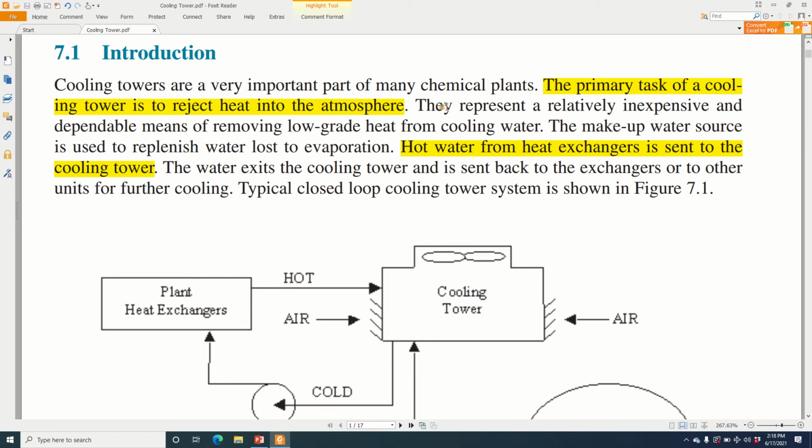The primary task of a cooling tower is to reject heat of hot water into the atmosphere, and heat is exchanged between hot water and the air which is sent into the cooling tower. It is a very frequently used industrial utility that cools down the hot water coming from the plant, which can be a power plant or any chemical process plant.